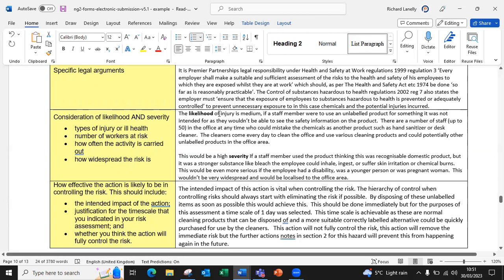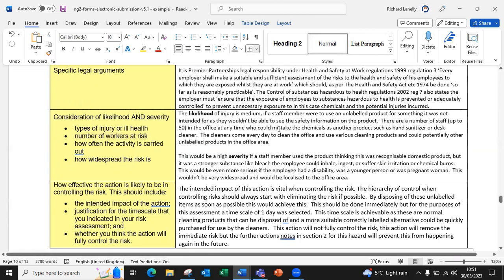So likelihood of injury is medium, if a staff member were to use the unlabeled product for something that was not intended on the products. We've just done those. We've talked about the likelihood, so we think it's medium, not too high, not too low. Okay, number of staff affected. The number of staff at risk.